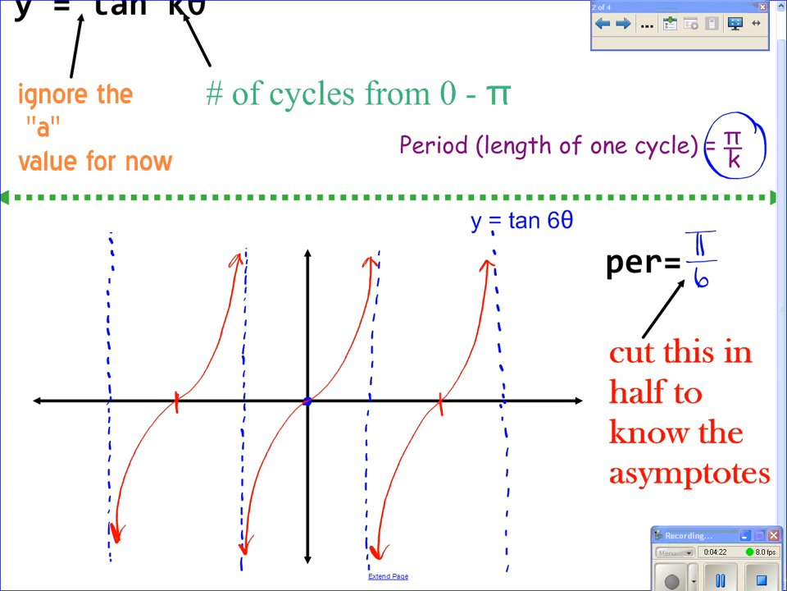So the drawing of it typically isn't what kids say is the difficult part. The more difficult part is figuring out what we label everything. So the period, pi over 6, is the length from here to here. That is pi over 6 units. So if we have 0, 0 in the middle, how far is just half of that?